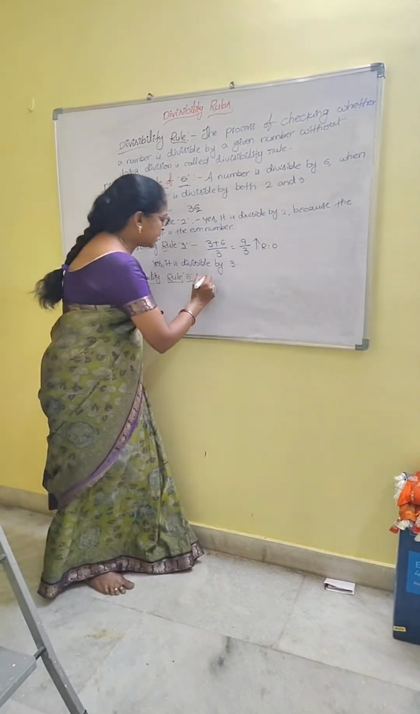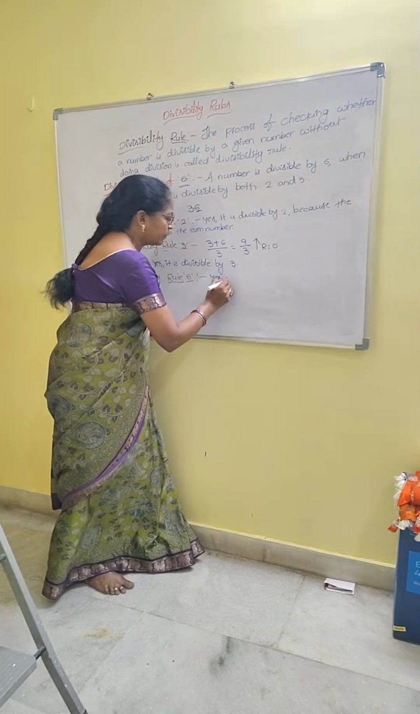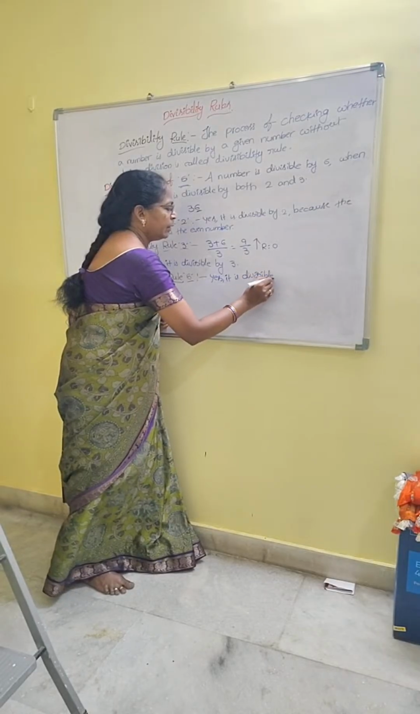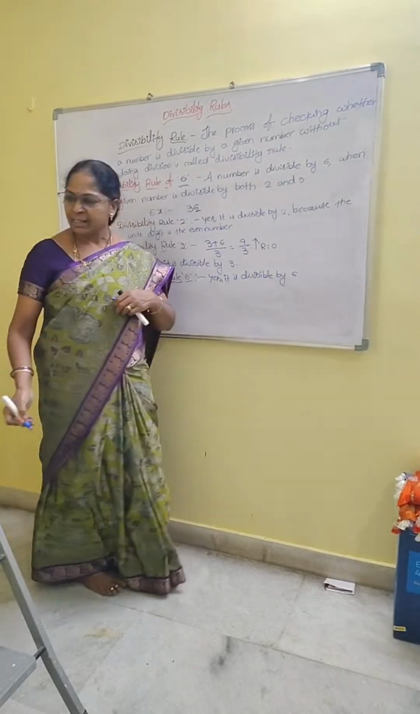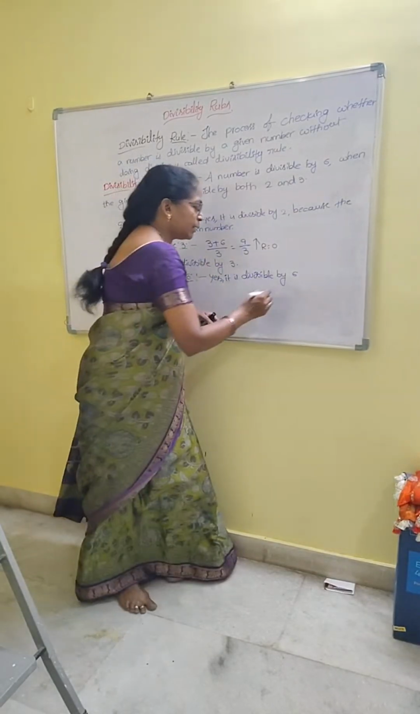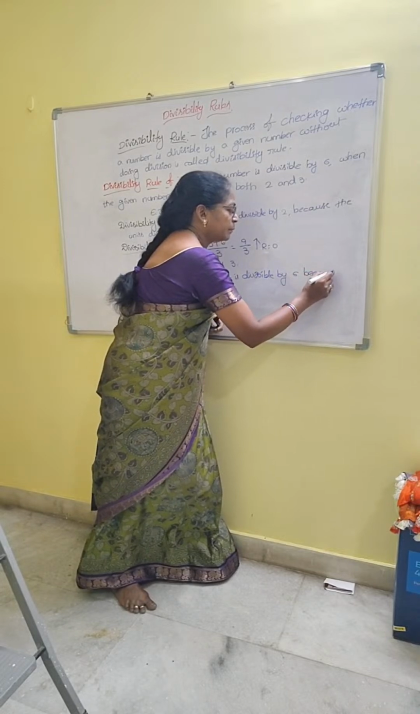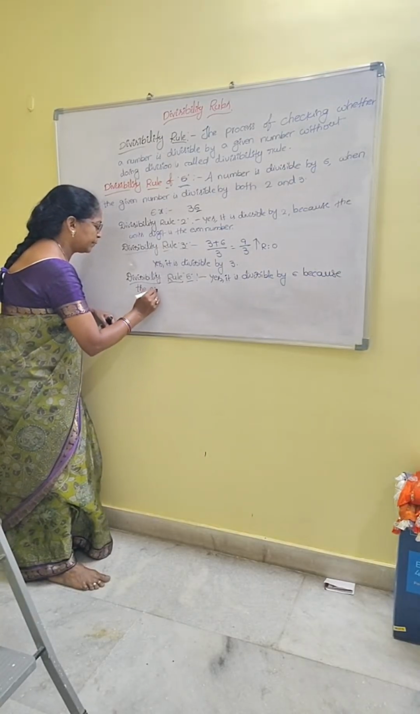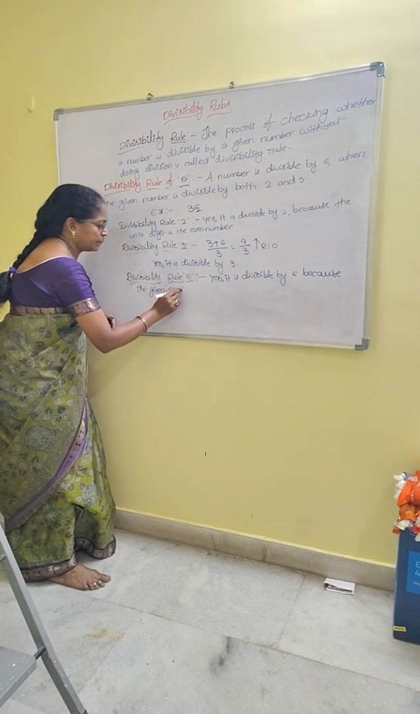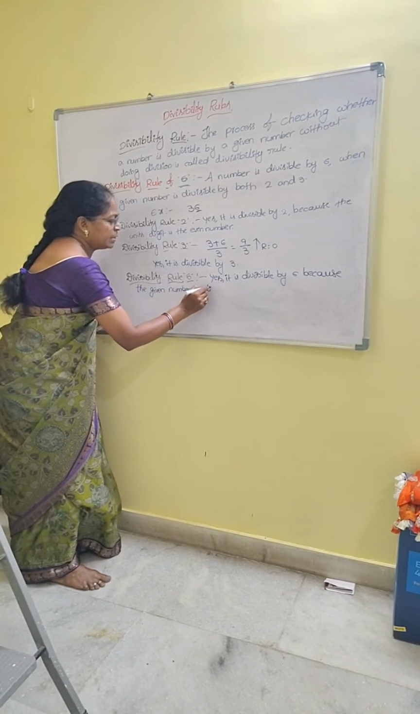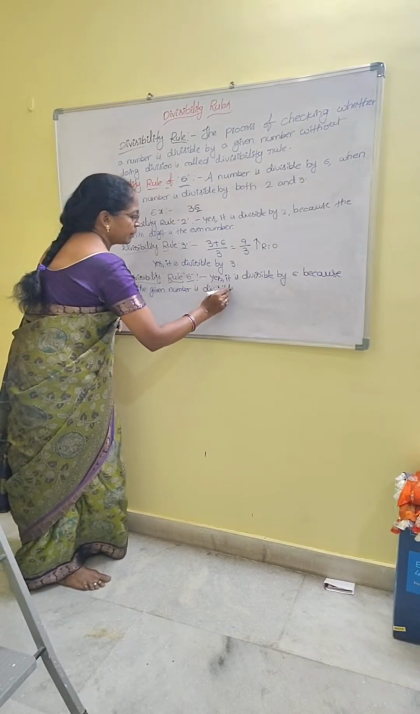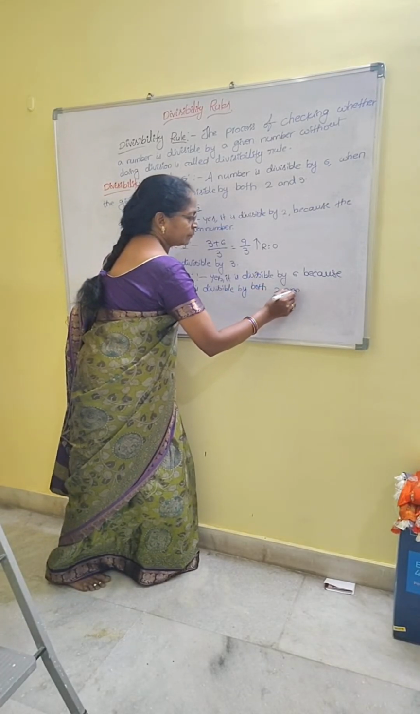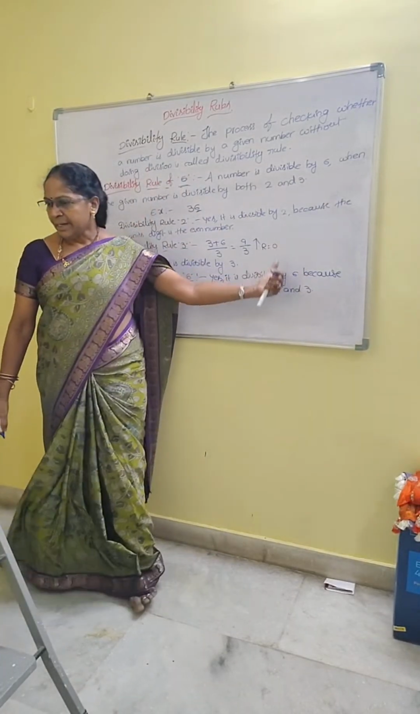Now here, divisibility by 6. What you can say? Yes, it is divisible by 6 because the given number is divisible by both 2 and 3. Is it clear?